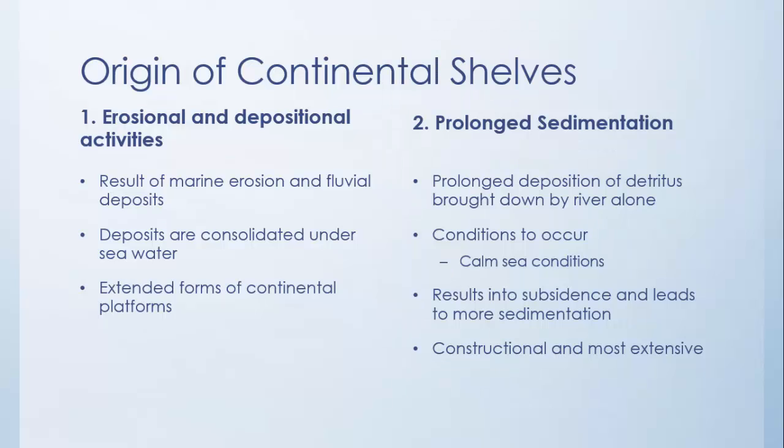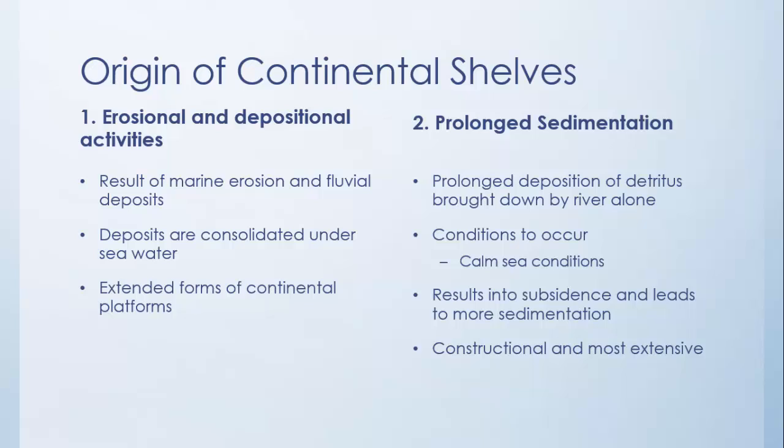The origin of the continental shelves. First one is erosional and depositional activities. It is a result of marine erosion and fluvial deposits. Marine erosion is caused by waves and currents. Fluvial deposits are made by rivers and lakes. The deposits which are brought down by the rivers and lakes are consolidated under the sea water. So the extended forms of the continental platforms are said to be continental shelves.